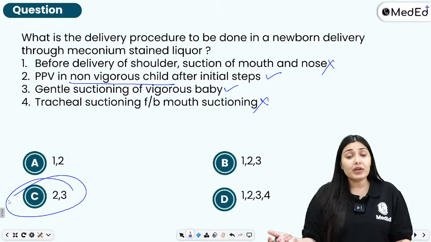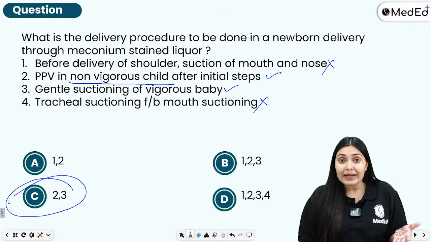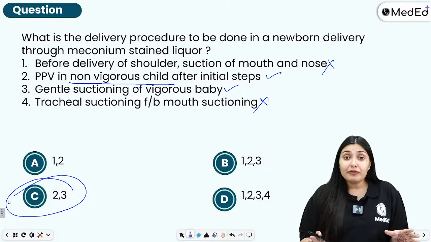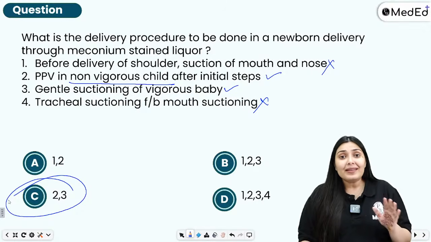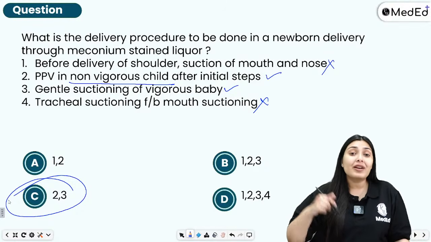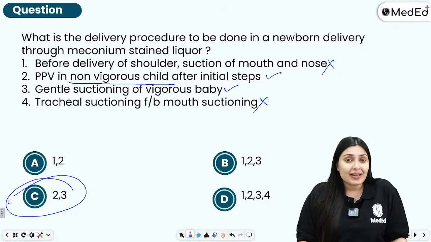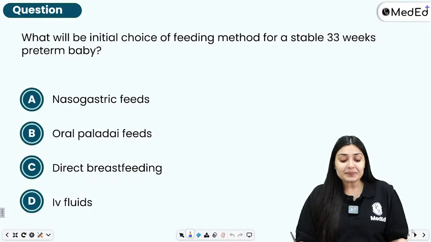If it is non-vigorous, then definitely we will do the initial steps of resuscitation, positive pressure ventilation and the further steps. But if the child is absolutely normal, vigorous, heart rate is good, activity is good, then nothing has to be done. You don't have to vigorously do suctioning in that baby. You don't necessarily need to do tracheal suctioning in the baby. So this is all about the MSL babies.